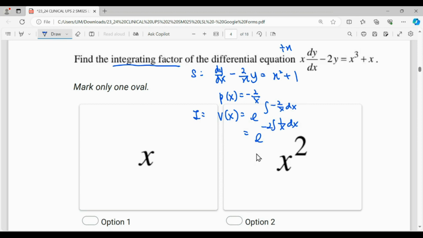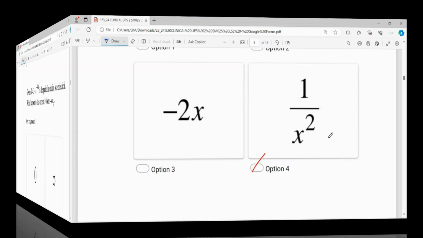Integrate 1 over x, it will give us ln x. To simplify this, the coefficient in front of the logarithm, we use the properties of log, move it back, it will become a power. So e and ln can be cancelled, x to the power of negative 2, which is 1 over x squared. So this is the integrating factor.